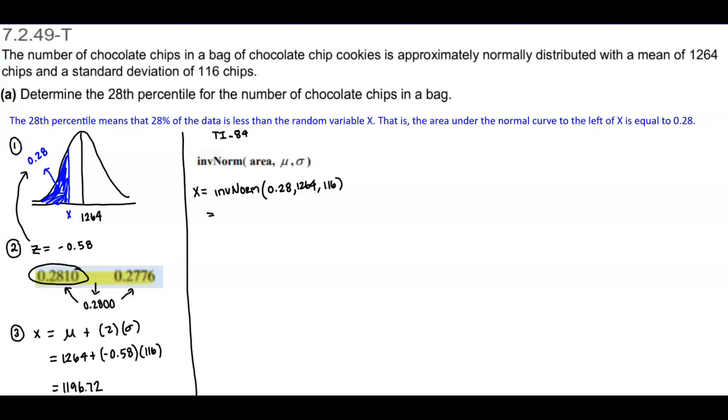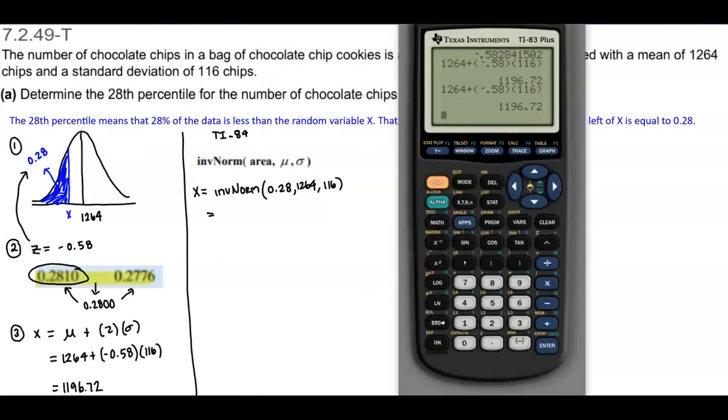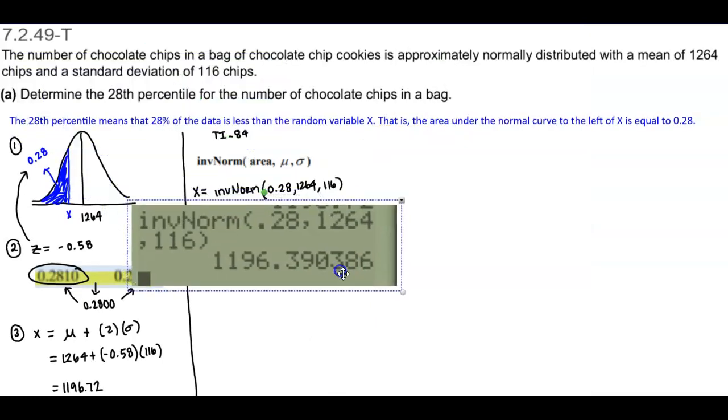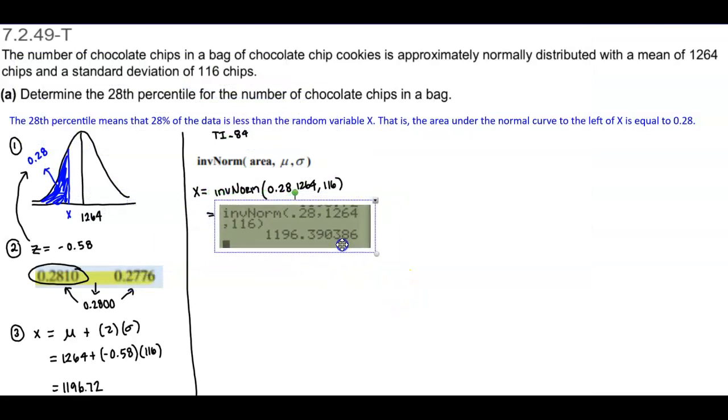So let's see what that gives us. We go to second distribution, go to INV norm. Our area is 0.28, mean is 1264, and our standard deviation is 116. Okay, let's take a look at that number there.